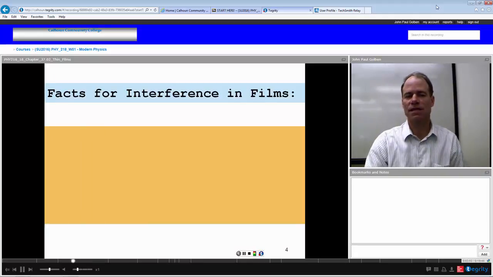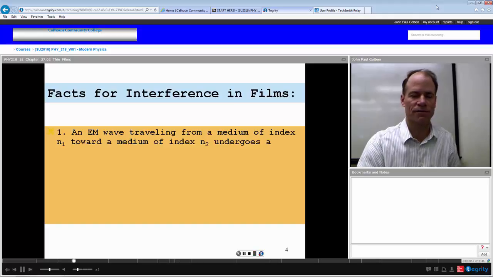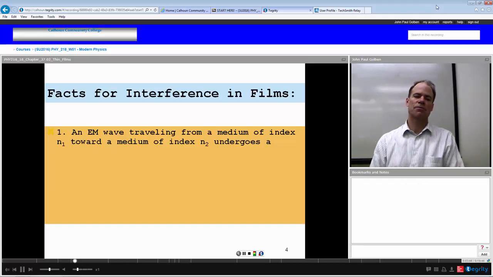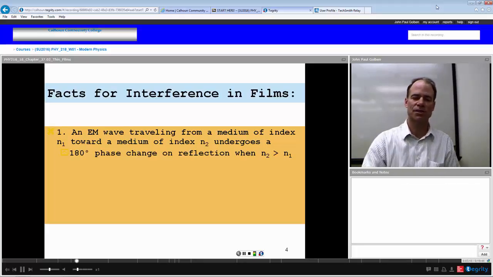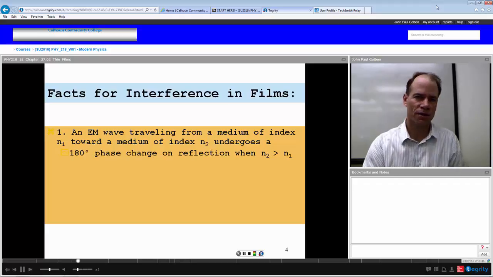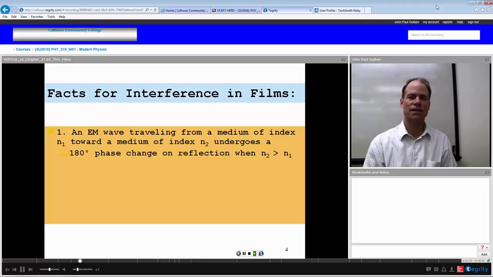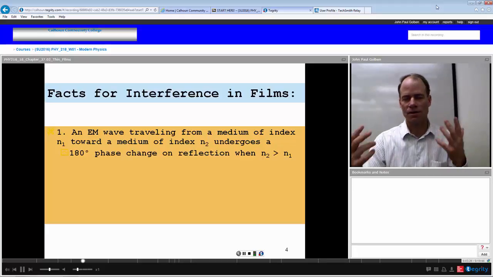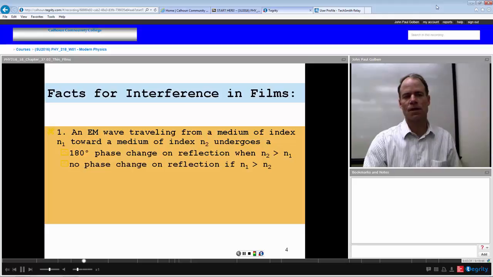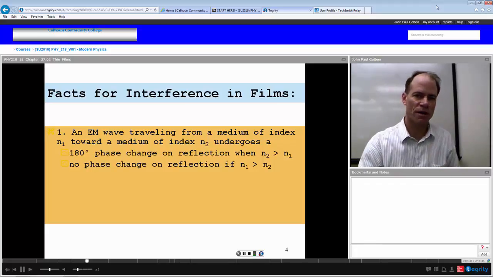So we need some things to happen in order to see interference in a film. An electromagnetic wave traveling from a medium of index n1 to a medium of index n2 undergoes a 180 degree or pi radian phase change on reflection if the second index n2 is greater than the first index n1. So if you're going from lower to higher, you will get a phase change. No phase change if you're going from higher to lower. If your first index is higher than your second index, no phase change upon that reflection.